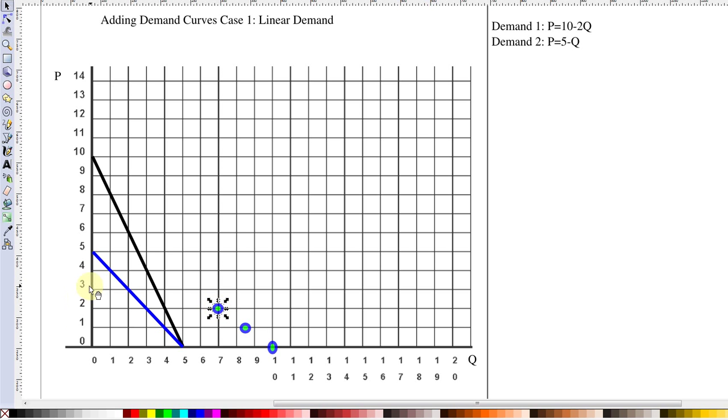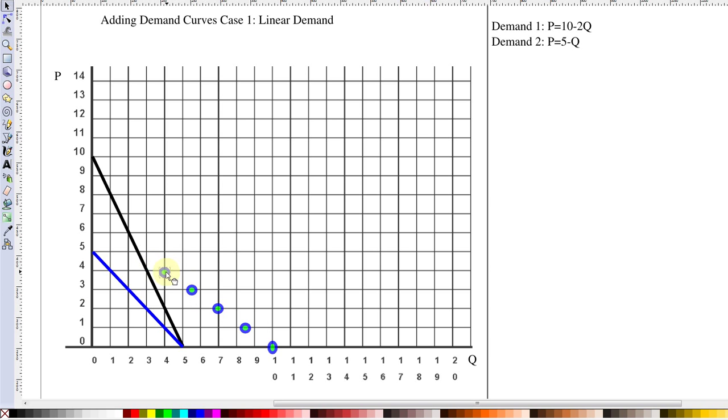At a price of $3, there will be 2 units demanded by the second group and 3.5 by the first group. So 3.5 plus 2 is going to be 5.5. So let me move that dot right there. At a price of 4, it'll be 1 and 3, for a total of 4.